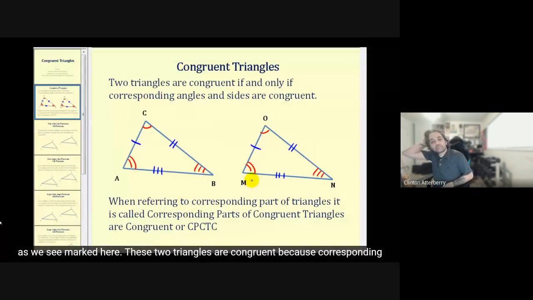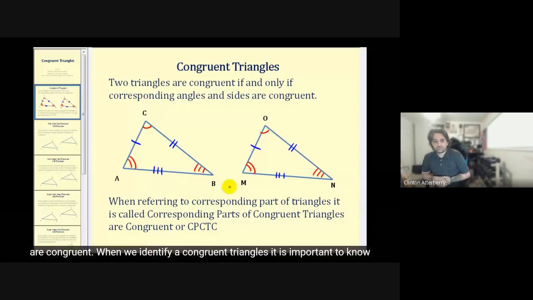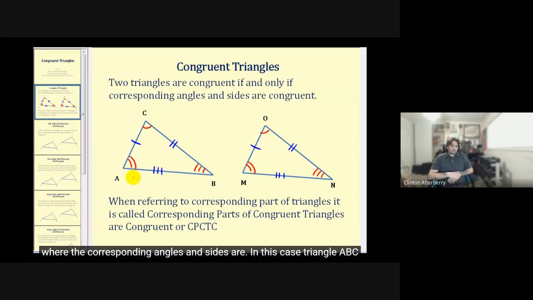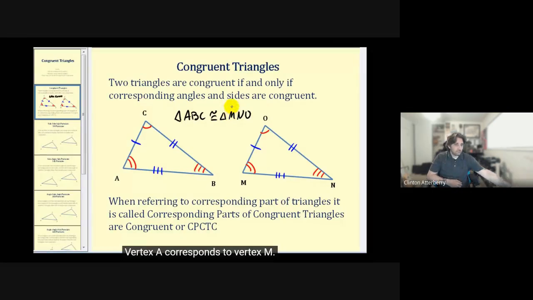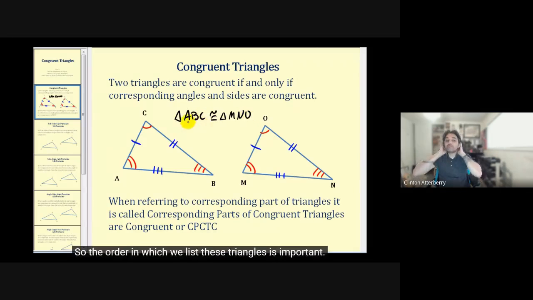Two triangles are congruent because corresponding sides and angles are congruent. When we identify congruent triangles, it is important to know where the corresponding angles and sides are. In this case, triangle ABC is congruent to triangle MNO, and the order in which we list these vertices is important. Vertex A corresponds to vertex M, vertex B corresponds to vertex N, and vertex C corresponds to vertex O. So the order in which we list these triangles is important.